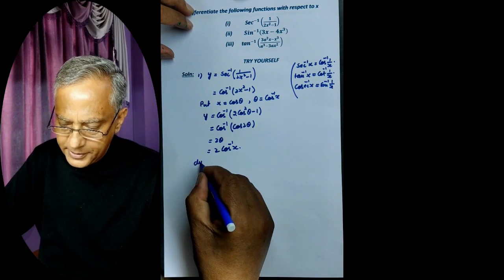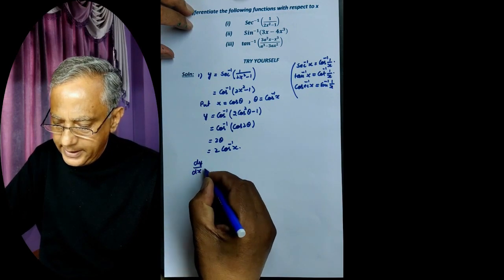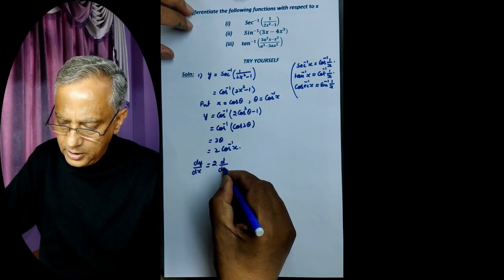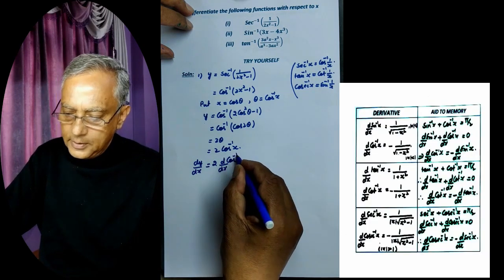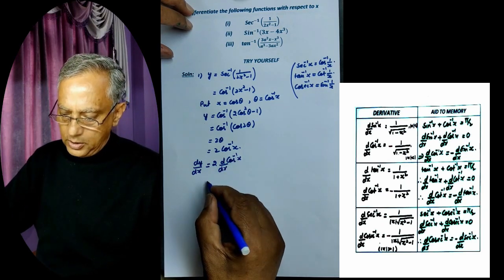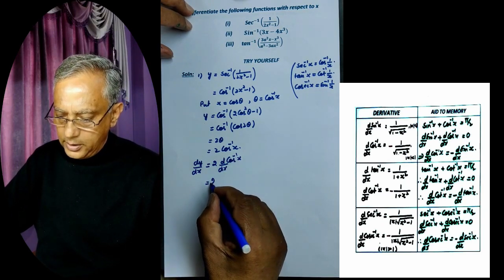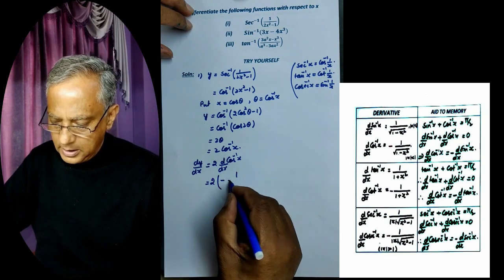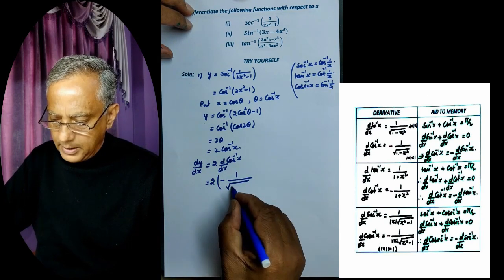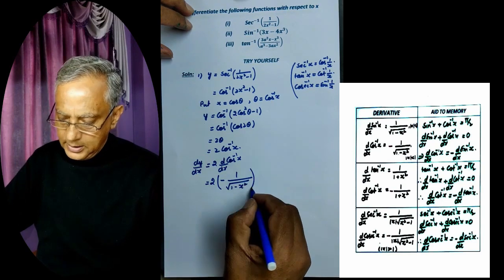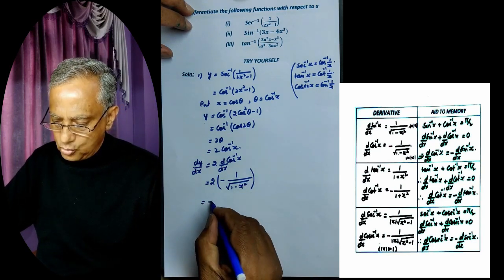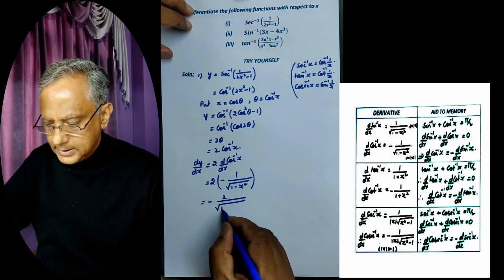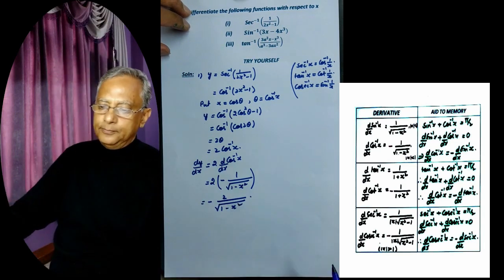And this can now be differentiated. dy by dx is equal to 2 d by dx of cos inverse x, and this is equal to 2 into d by dx of cos inverse x is minus 1 upon under the root 1 minus x square. This is equal to minus 2 over under the root 1 minus x square.